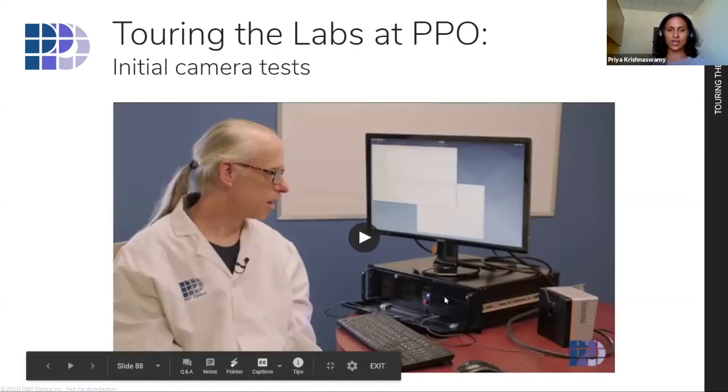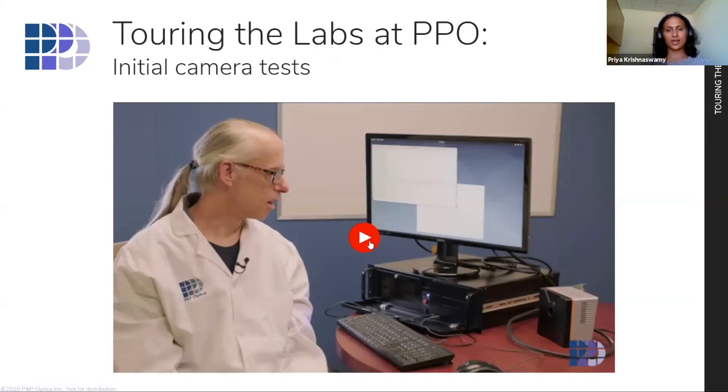Next, we are going to have a video about a lab tour at PPO, how we characterize our system, how we calibrate it. It's important to calibrate each and every system to the same spec, because it's easy to swap out our system in the field, and it's easy to calibrate because every system that we are building can be taken back to the same specifications.